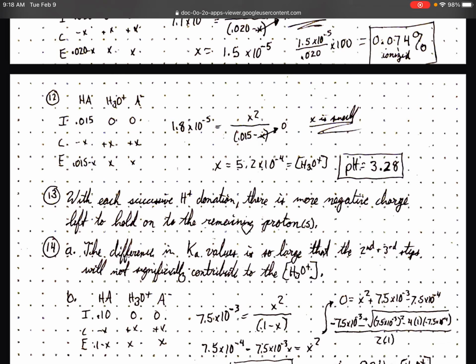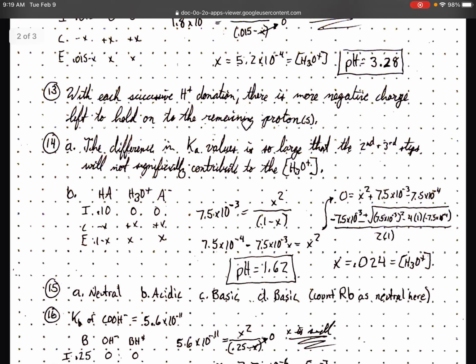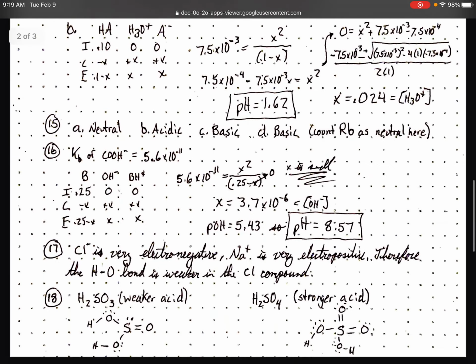Number 14, A, the difference is so big that you don't really have to worry about it contributing much to the hydronium after the first one. To get the pH, just do your ice table of the first proton. You had to do the quadratic, but then X is hydronium, so just negative log of that will get you the pH.